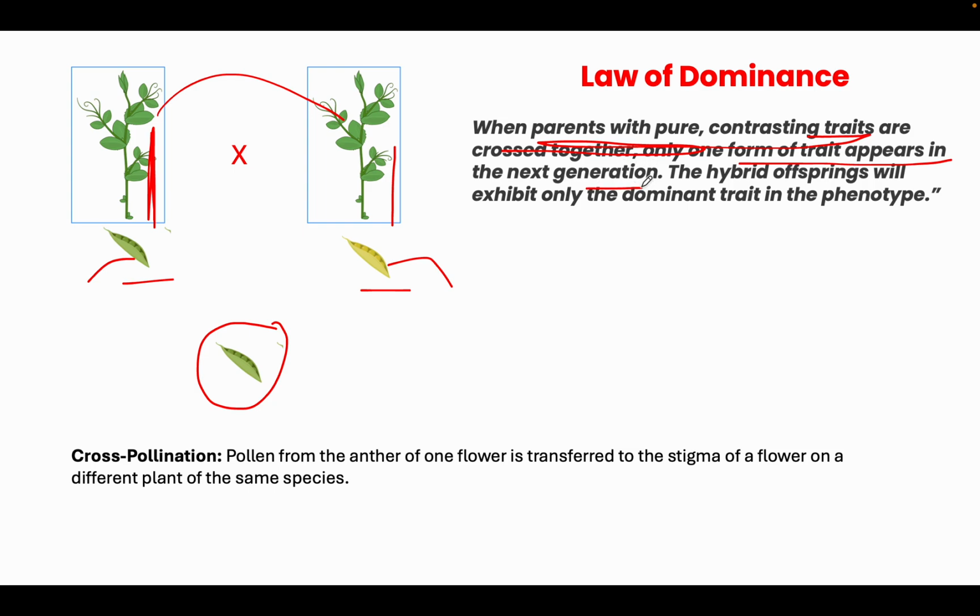Mendel says that when parents with pure contrasting traits, as I explained, producing either yellow pod color or green pod color on self-pollination, are pure parents, and contrasting traits mean one producing green pod color and the other producing yellow pod color, then when they are crossed together, only one form of trait appears in the next generation, which in this case is green pod.